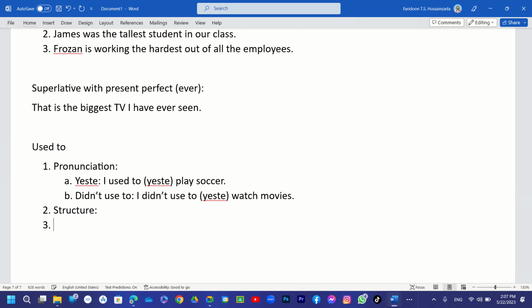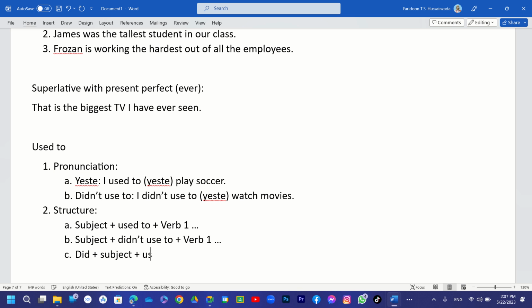The structure of it is like using a subject plus used to plus, I would go with an infinitive, or just let's call it a verb 1. It's much easier, and then you continue it. The negative one is a subject plus didn't used to, plus verb 1 once more, and then continue. And the question, of course, did comes first, subject after that, used to after that, verb 1 after that, and you continue.